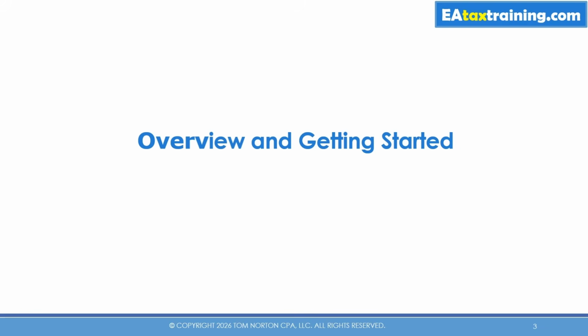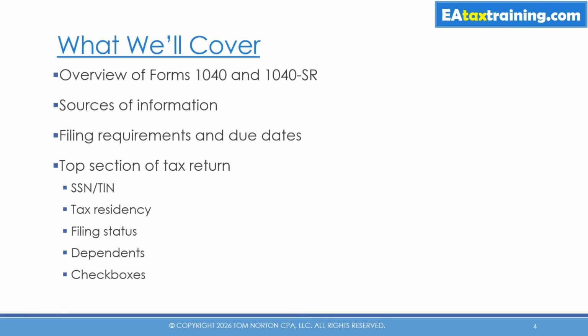In this video, we are going to do an overview of the individual tax return and individual tax system in general, and we'll talk about what you need to do in getting started to prepare a tax return for a client. Specifically, what we'll cover in this particular video is an overview of Forms 1040 and 1040-SR. Then we'll talk about the sources of information you need for preparing a tax return. Then we'll talk about the filing requirements and due dates, who even needs to file a 1040 and when do they need to file it. Then we will go into detail about the top section of the tax return, covering the Social Security number, tax residency, filing status, dependents, and checkboxes.